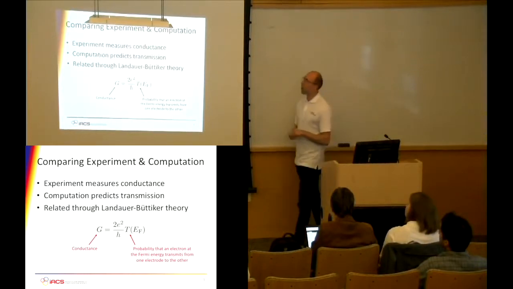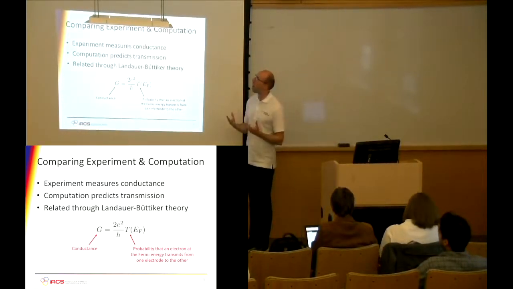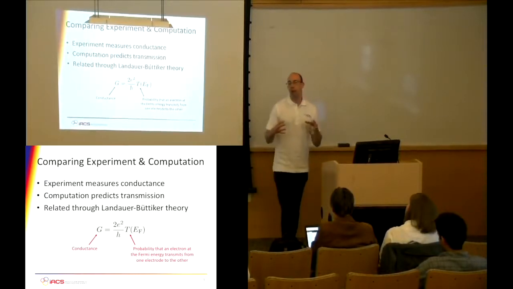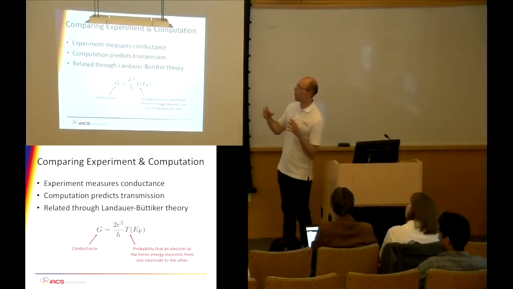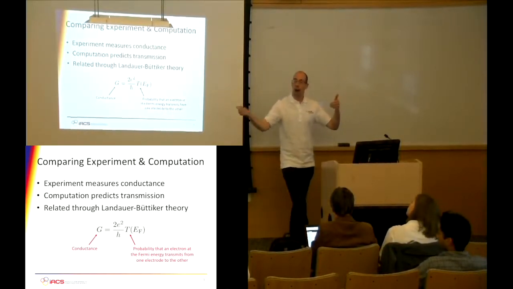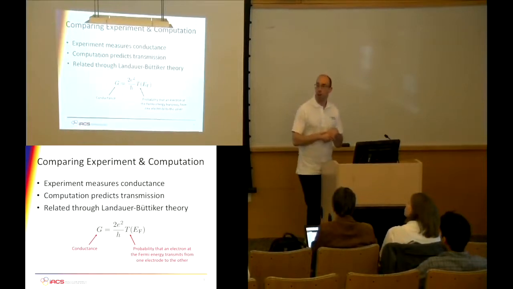So the title said we're going to compare and try to reconcile experiment and computation. And so when we're thinking about this, the system that we're looking at, we've got some sort of molecule. I apologize, I didn't put a picture on the slide. There's a molecule, there's big electrodes. And we're going to put some sort of bias across and ask how much electric current flows through the molecule.